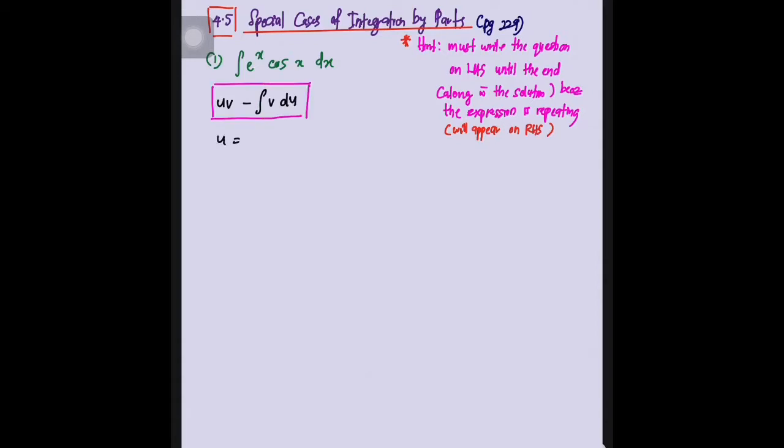u is equivalent to cos x. Then differentiate u, so you will get negative sin x dx. So what will be your dv? dv is equivalent to e power of x dx. Therefore, v is equivalent to integrate e power of x dx, which is e power of x.